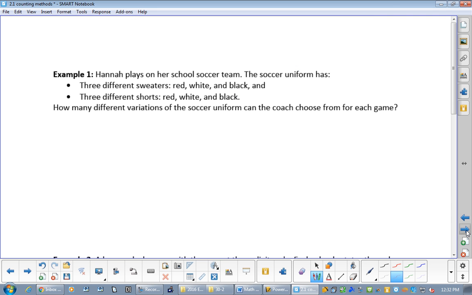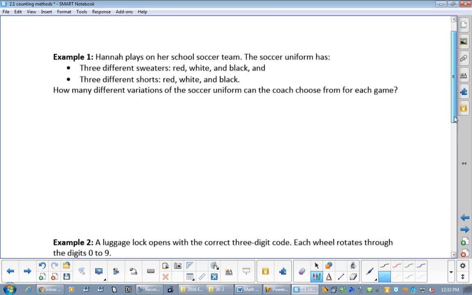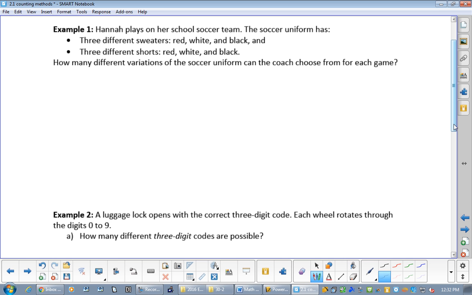Now, let's start with a nice simple example. Hannah plays on her school soccer team. The uniform has three different sweaters, red, white, and black, and three different shorts, red, white, and black. How many different variations of the school uniform can the coach choose for each team? First I'm going to talk about how to do a tree diagram. You may be asked to do something like this in the diploma, or they will just give it to you as a picture. So let's talk about how the tree diagram would look.